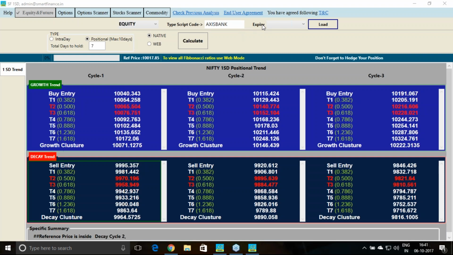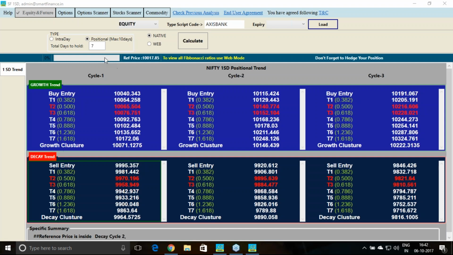And intraday levels you should generate post 9:30, after the first 5 to 10 minutes. You give a gap, then you should generate the intraday levels and follow them throughout the day. No need to recalculate it. Follow it throughout the day.